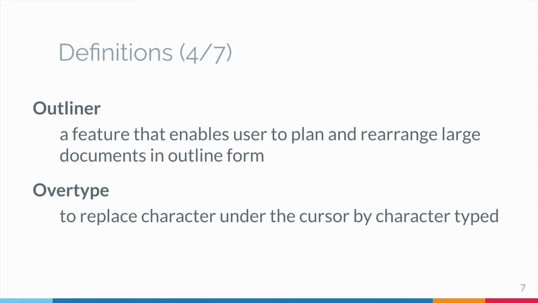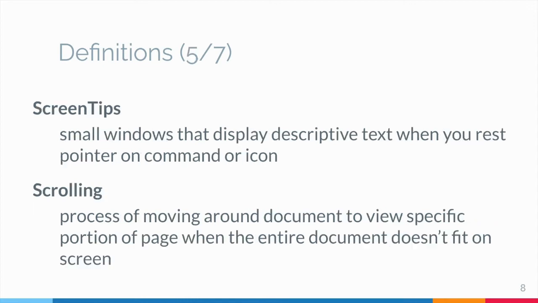Outliner. Outliner is a feature of many word processing programs that enables the user to plan and rearrange large documents in an outlined form. Overtype means to replace the character under the cursor by the character typed. Screen tips are small windows that display descriptive text when you rest the pointer on a command or icon.